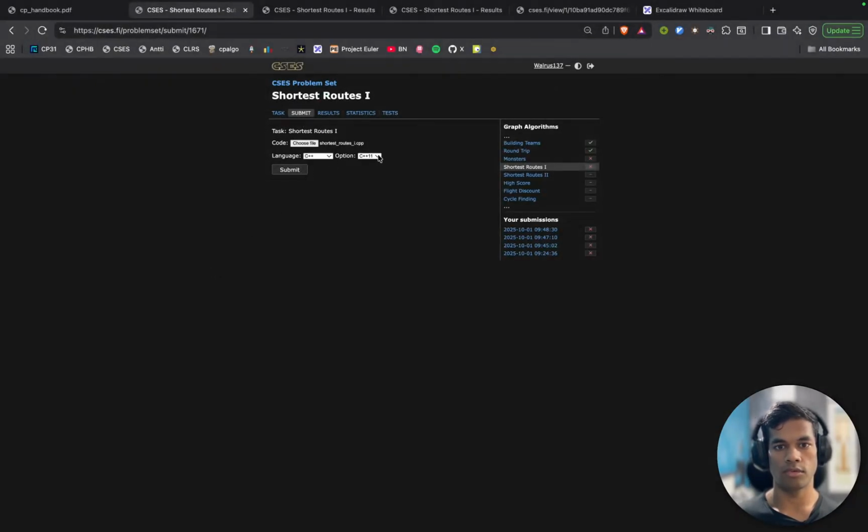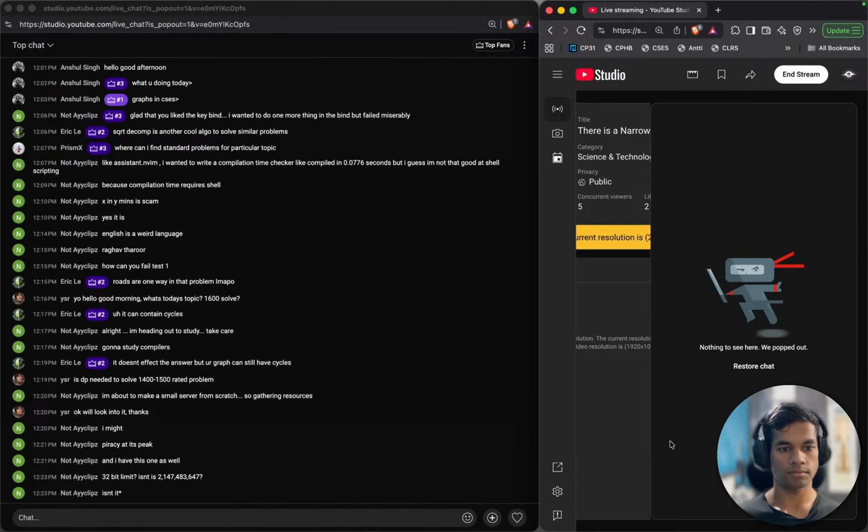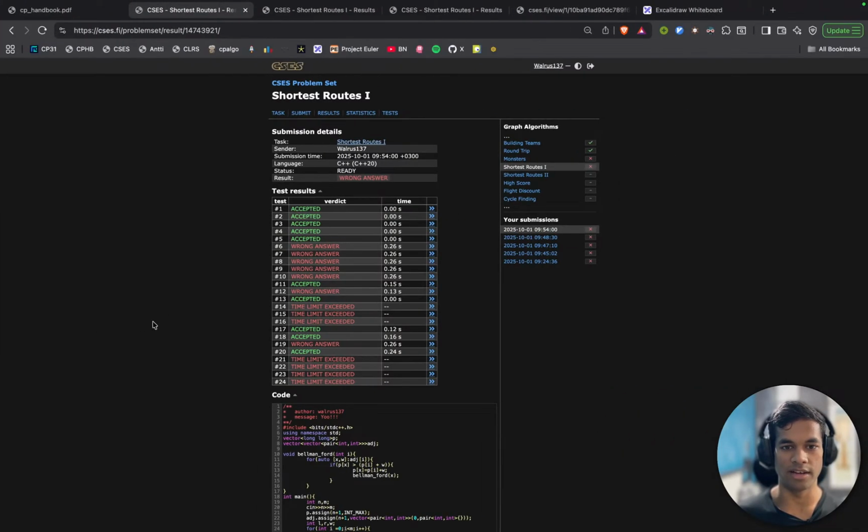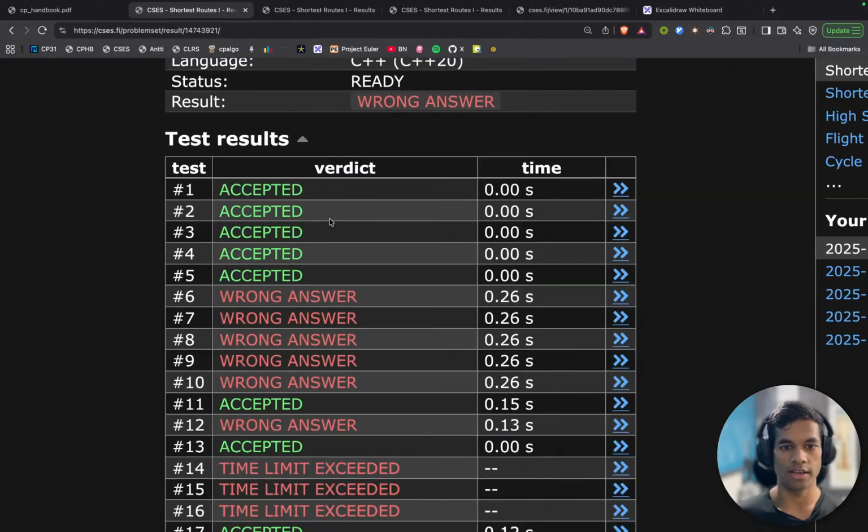Shortest routes. C++ 20. Let's see. And I have this one as well. Okay, I also have this one. I got this from college. That is pretty not nice.